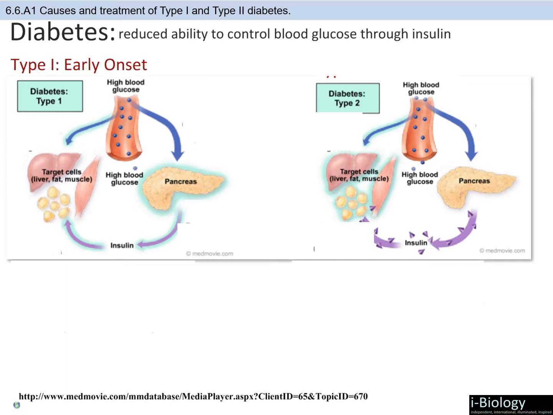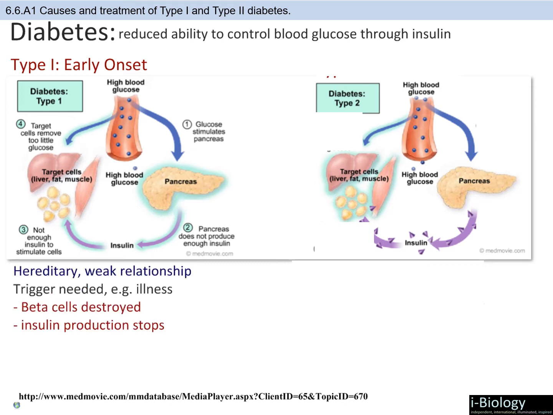If we're thinking about type 1, we call that early onset. Typically people are born with this or they develop it very early in their life. In this situation, they consume food, right? Their blood glucose levels go up. This will stimulate the pancreas, and the pancreas does not produce enough insulin. So as a result, not enough insulin stimulates the cells, and we don't have the proper reduction of the glucose in the blood. Over time, their blood glucose levels will just keep going higher and higher because the pancreas isn't able to produce the insulin necessary to do this.